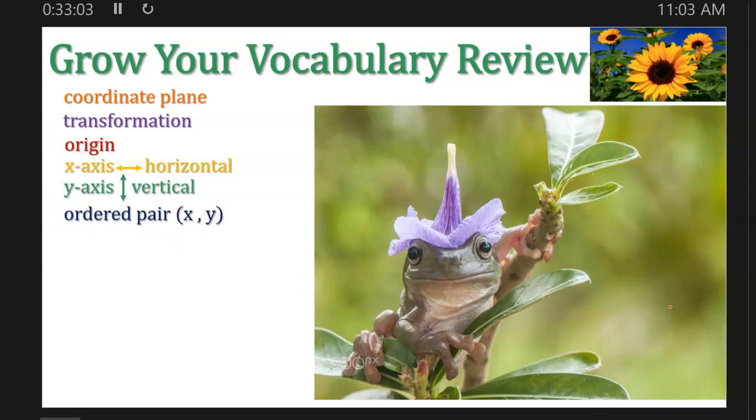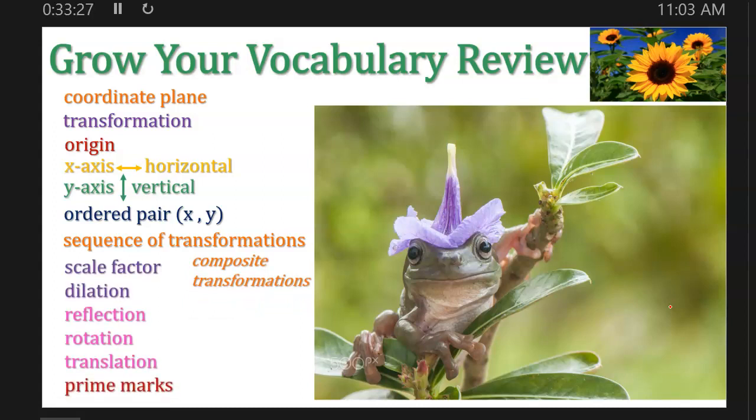Ordered pairs are how we list our coordinate points numerically, and the x always comes before the y, which is alphabetical. The x tells us how far left or right to go, and the y tells us how far up or down to go. A sequence of transformations is when we have more than one transformation occurring. Another word for sequence of transformations is composite transformations. A scale factor is the multiple that we use in order to dilate a figure, and a dilation means to enlarge or make a shape bigger, or also a reduction, to reduce the size or make the shape smaller.